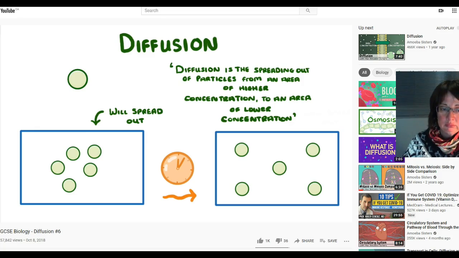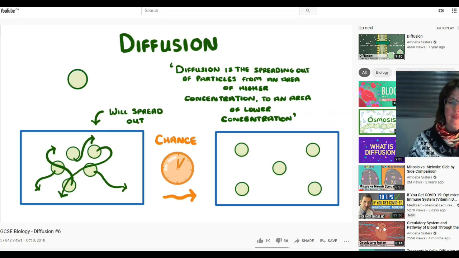Importantly, the movement of particles is completely random. The particles don't choose to go to areas of lower concentration. Over enough time, the particles just end up spreading out due to chance.